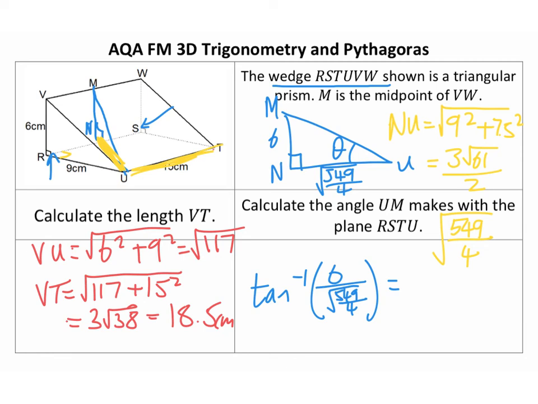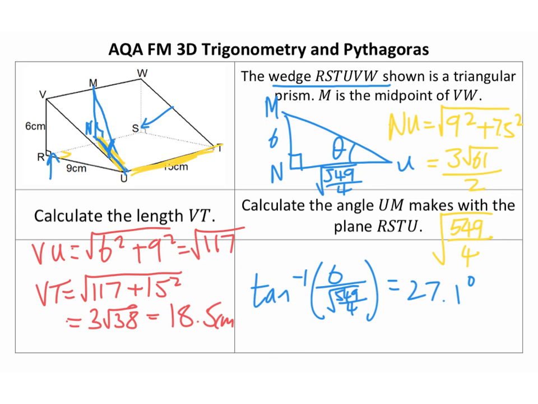I'm going to get shift tan of, use the fraction button, 6 opposite over adjacent. I'm going to use the fraction button again in a second, 549 over 4. Remember to close the brackets or the calculator will shout at you. And that's going to be 27.1 degrees.